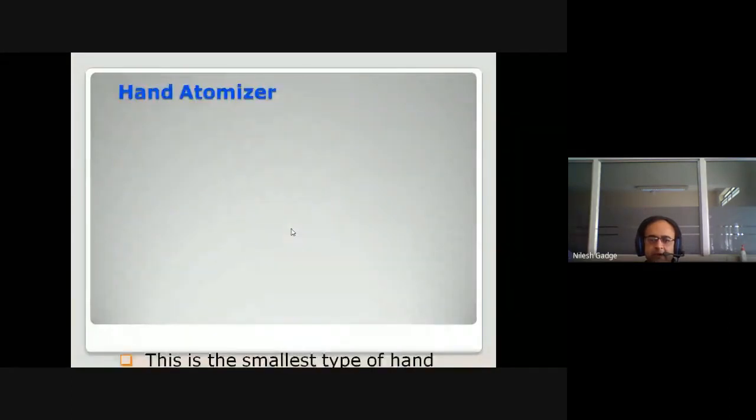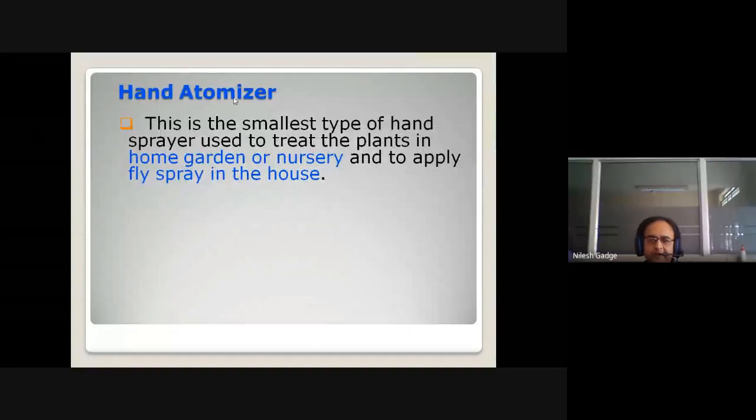Hand atomizer means small hand atomizers. This is the smallest type of the hand sprayers. आपण hand atomizer म्हणजे आपल्या कटिंगच्या दुकानामध्ये तो जो स्प्रे मारतात ना तो किंवा त्या टाईपचं जे स्प्रे, that is hand atomizer. This is the smallest type of the hand sprayer used to treat the plants in home, garden or nursery and to apply fly spray in the house.